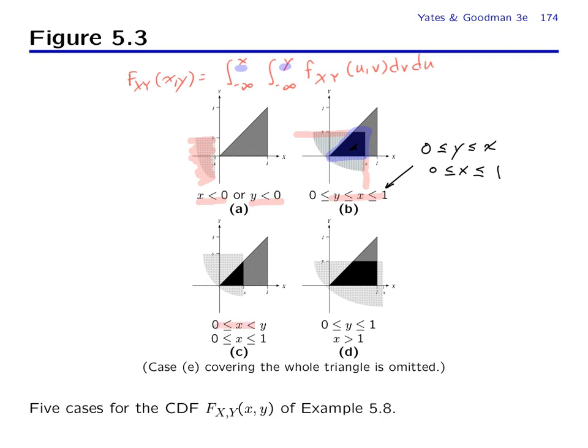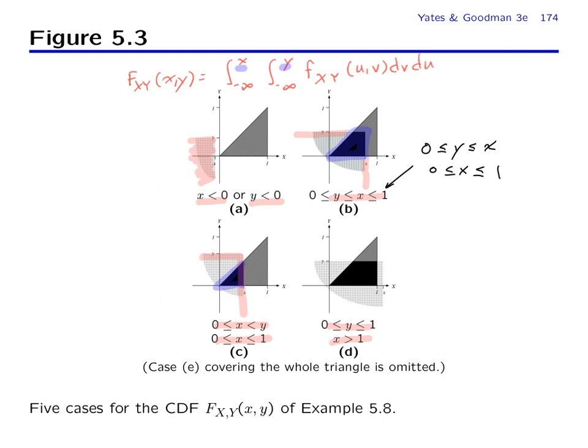The third case we arrive at is that x is between 0 and y, and x is between 0 and 1. The previous one was y less than or equal to x. And now we have an integral that looks like this, and its intersection with the PDF is over this triangle region. And finally, there's a fourth case, and the fourth case involves y between 0 and 1, but x greater than 1.